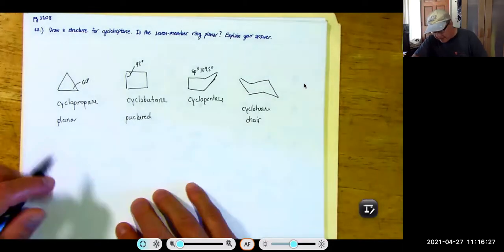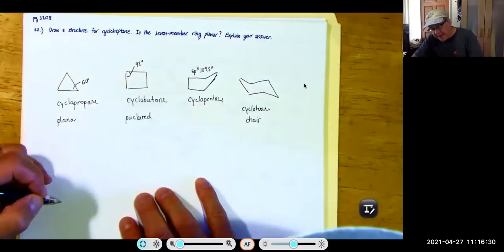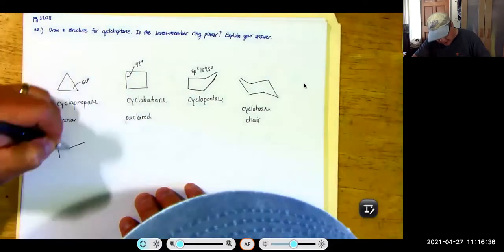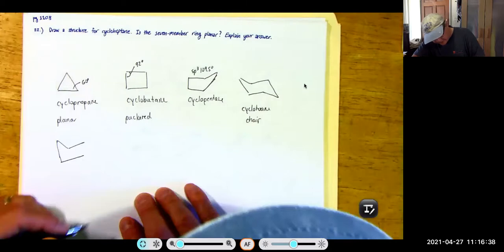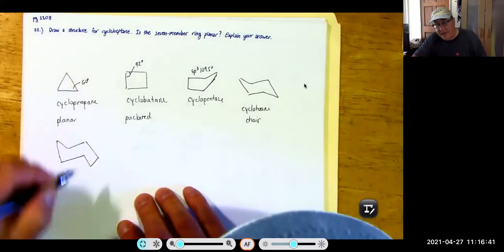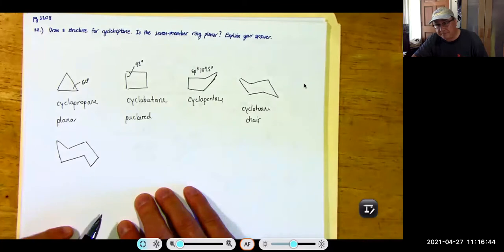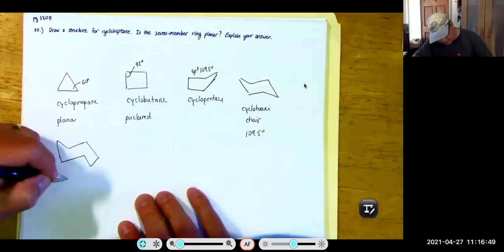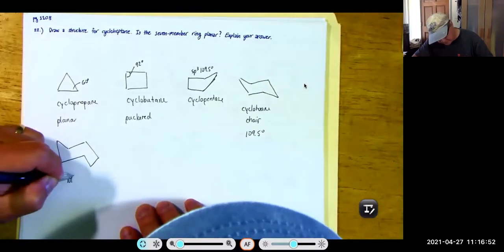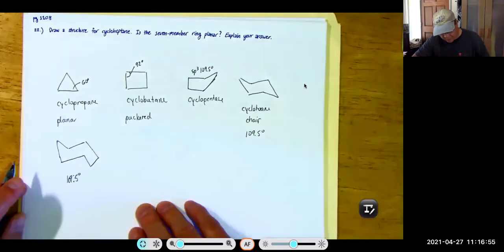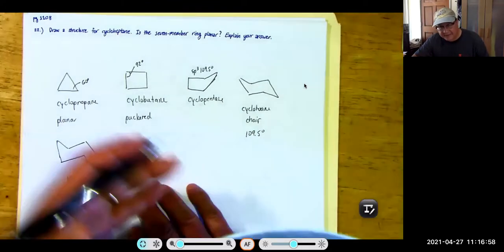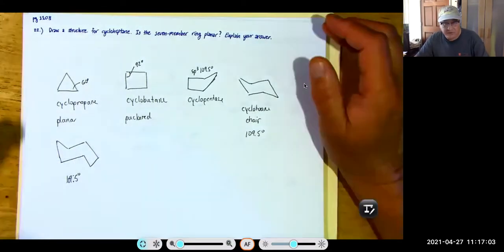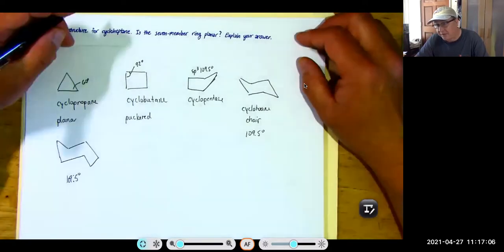Now, I've never really had to draw a cycloheptane, but if you had to draw a cycloheptane, it would look a lot like the lawn chair, except for this. You'd have that. And here the angles are 109.5. What are the angles here? 109.5. Now, why are these things not flat? Because if they were flat, the bond angles would not be optimal, which would be 109.5 for sp3 hybridized carbons.